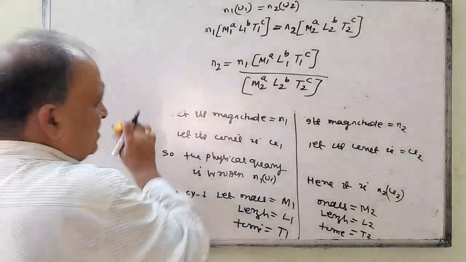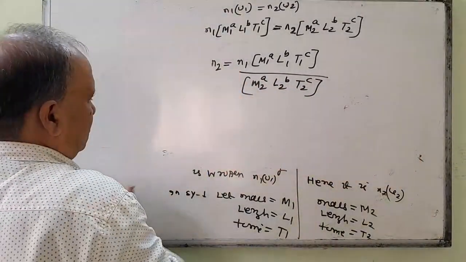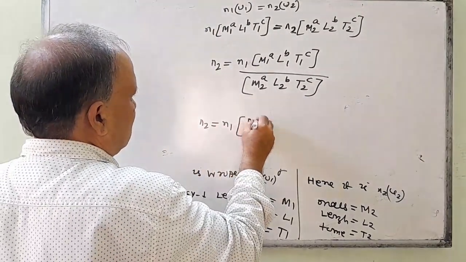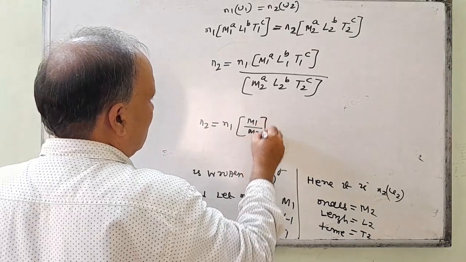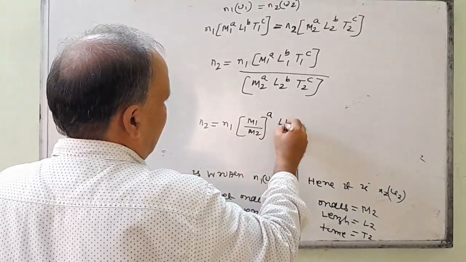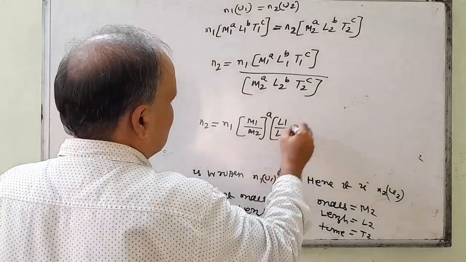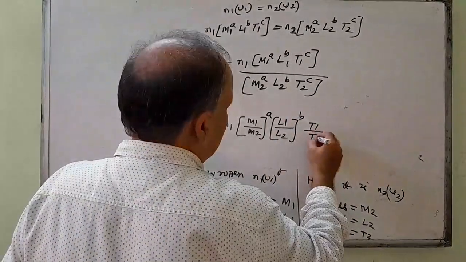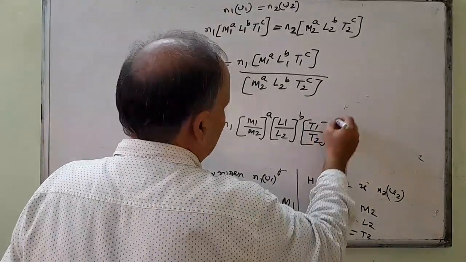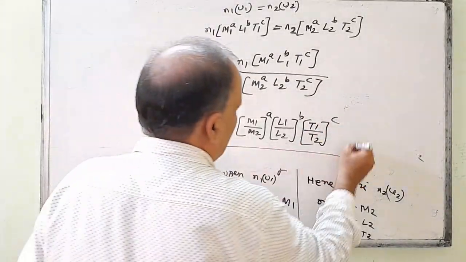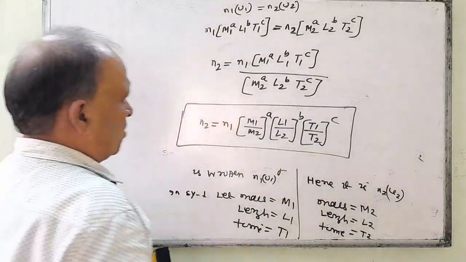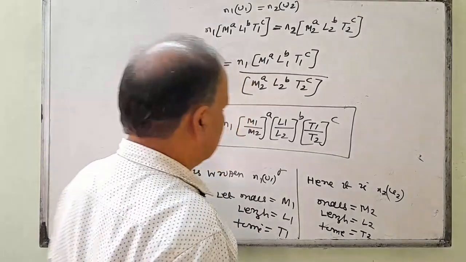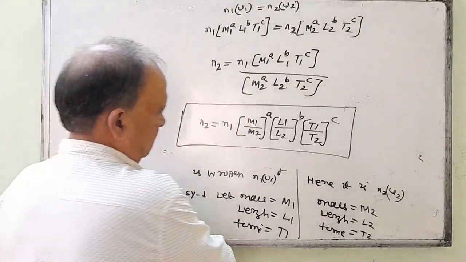Or we can write N2 is equal to N1 into (M1 by M2) whole to the power A, (L1 by L2) to the power B, (T1 by T2) whole to the power C. This is the formula. Applying this formula, we convert one system of a unit to other system of a unit.